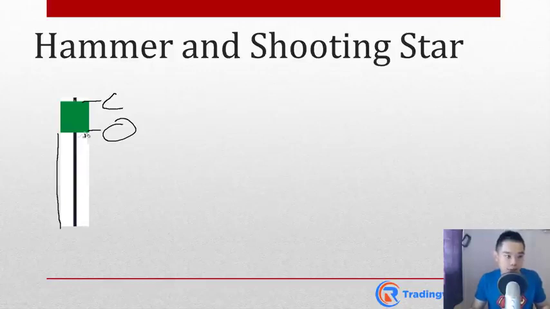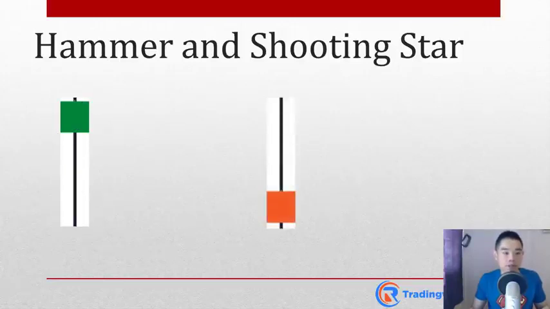This over here, remember we mentioned earlier, looking at the body relative to the wick. Notice the wick is so much longer compared to the body. This is a rejection of lower prices, okay? And just the opposite, this is a rejection of higher prices, right?